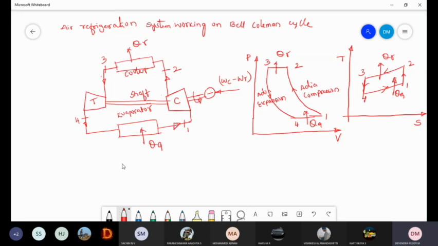Now process 1 to 2. Adiabatic compression.